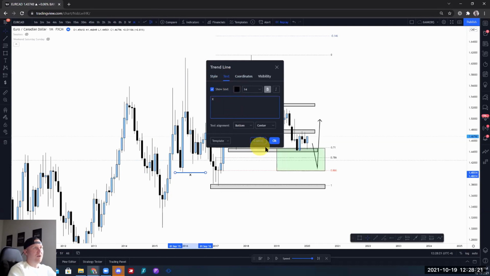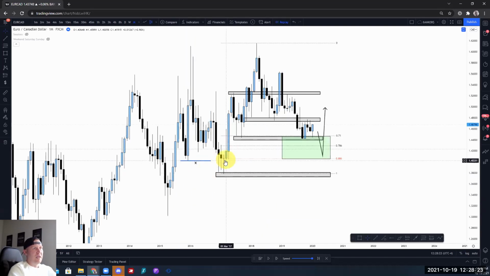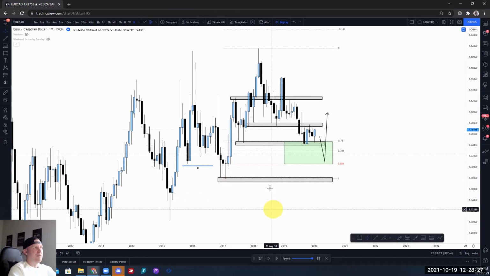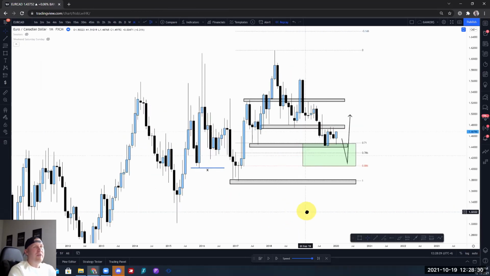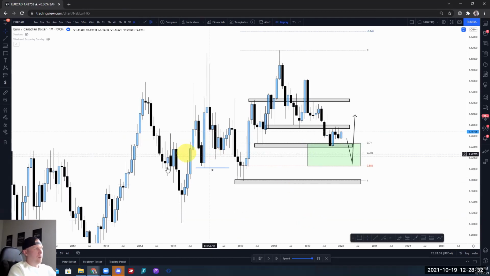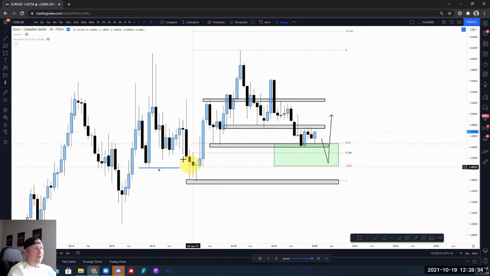That's why it's important to read the whole story. A lot of people would dismiss this price action from 2017 and say, what relevance does that have? And it has everything. You need to understand the whole story. And we can see this area here was the manipulation.